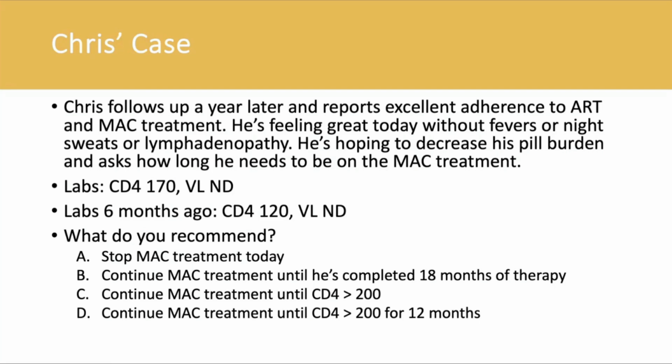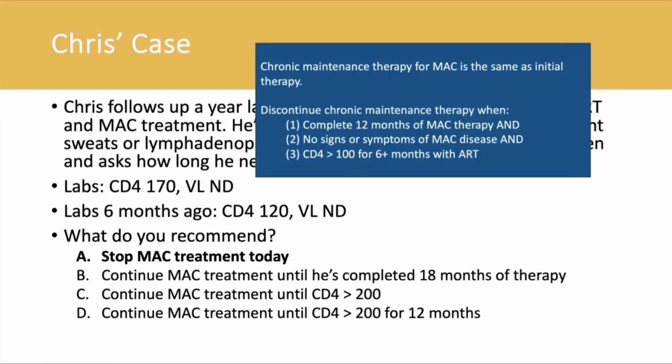D. Oh, yeah, this one's a little bit different. Oh no, I know, I tricked you guys. I look these things up all the time, generally when you can stop these long regimens. For chronic maintenance therapy, you keep him on the same regimen as you did for initial. If you start with three drugs and he's having side effects, you could probably safely drop down to two drugs over time. And you stop the chronic maintenance therapy when they've gotten at least a year of therapy, which he has, they have no signs or symptoms of MAC, and their CD4 count is greater than 100 for six months with ART.